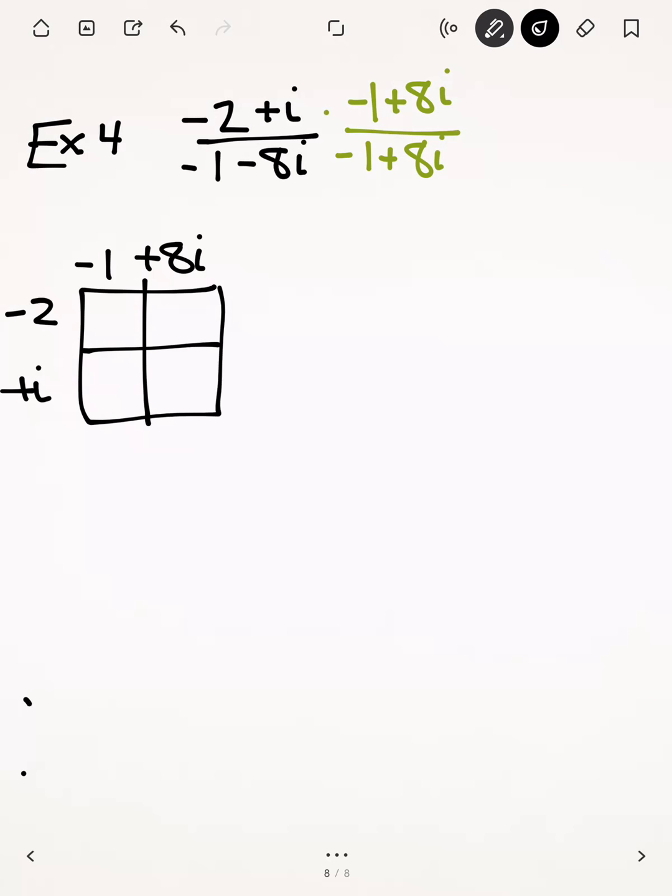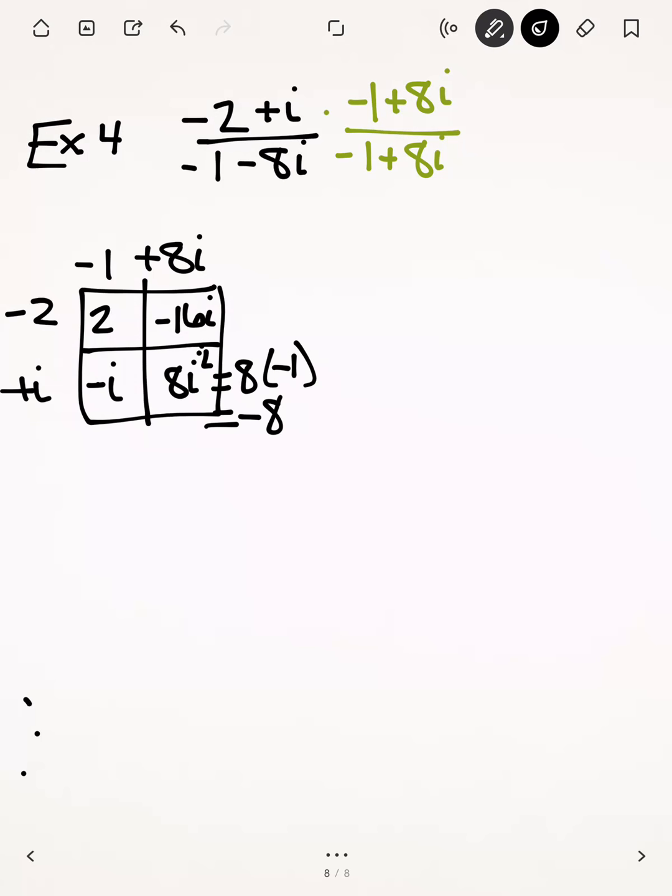And we multiply. Negative 2 times negative 1 gives me 2. Negative 2 times 8i gives me a negative 16i. i times a negative 1 gives me a negative i. i times 8i gives me an 8i squared. Remember, i squared equals negative 1, so I get 8 times negative 1, which gives me a negative 8.